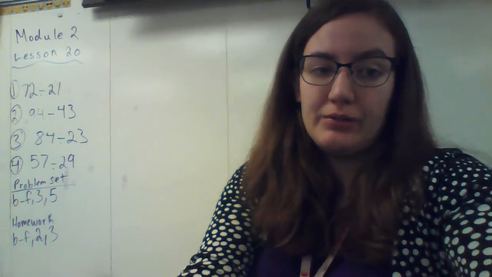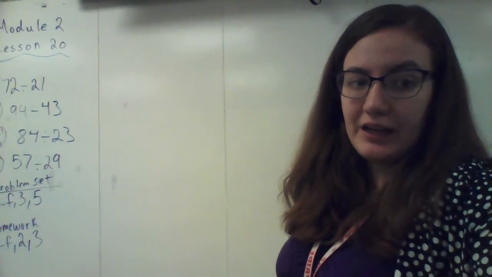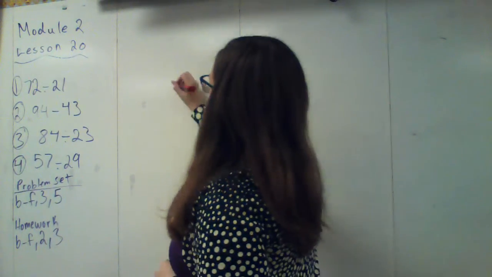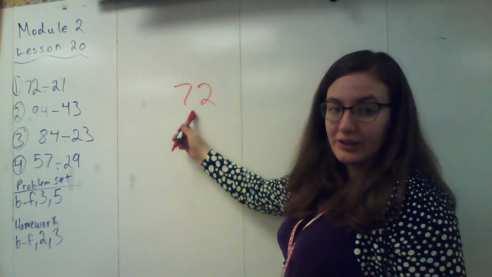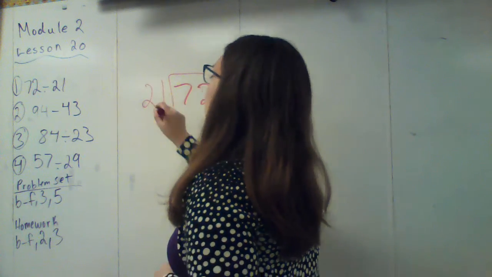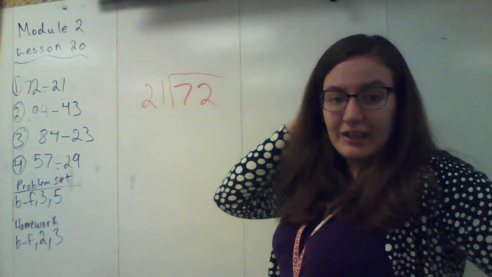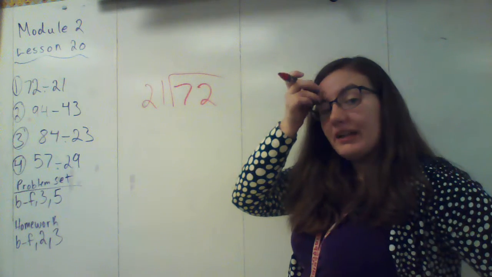So for the first one, we'll zoom just a bit. We have 72 divided by 21. So I'll get started. Now remember, your first factor is the one that goes inside of your box. So 72 divided by 21. And I now need to think about how many times 21 can fit into 72.